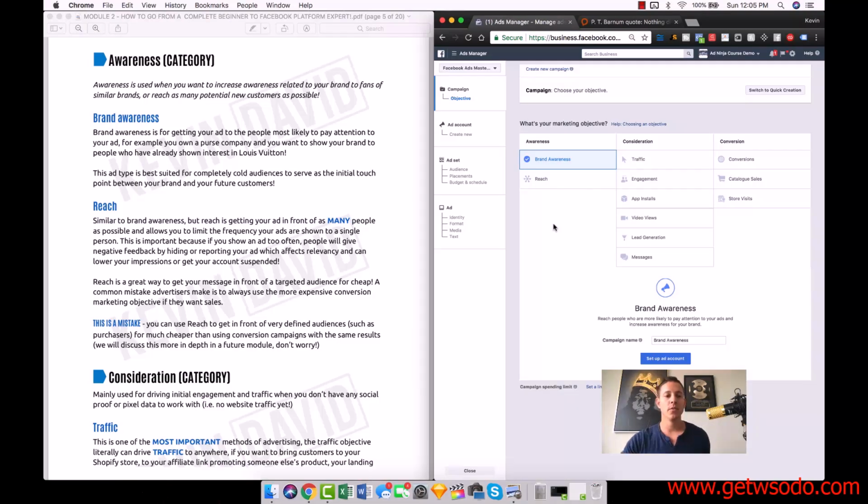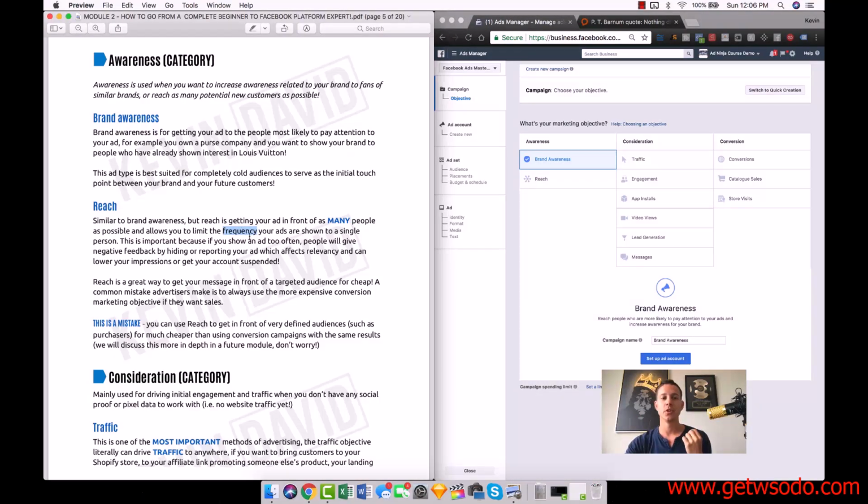But the cool thing about the reach campaign is you can do a couple of things. You can limit the number of times you show your ad to someone. So you could say, okay, show my ad to as many people as possible, but don't show the same person my ad more than one time per week. Or you could say, don't show my ad to the same person more than once. And so you can actually limit the frequency that your ads are shown to a single person.